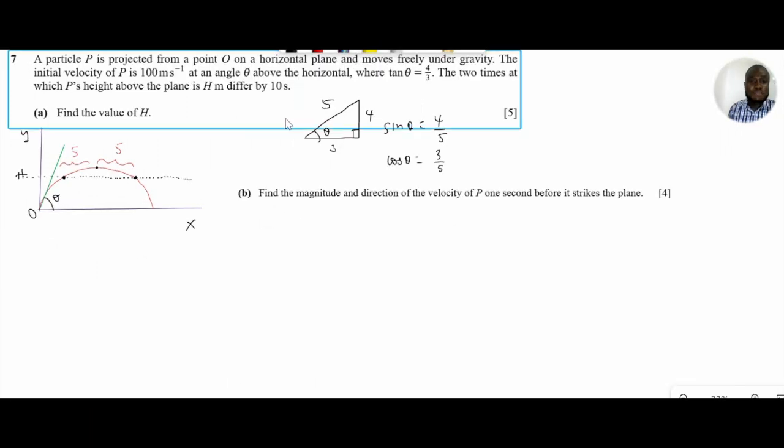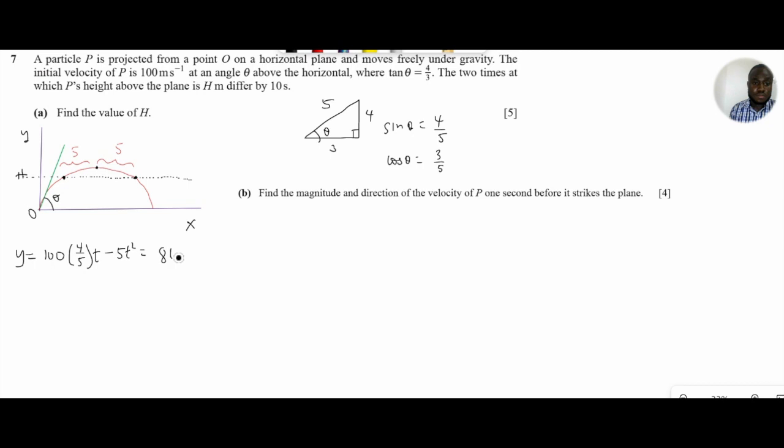Now the second part of this problem wants us to find the magnitude and direction of the velocity of P 1 second before it strikes the plane. So it would be a good idea to figure out when it strikes the plane and then 1 second before that, and then we can tell what. So for P to strike the plane, its vertical displacement should become 0. So the vertical displacement we are going to find should be equal to, this should be equal to 0.